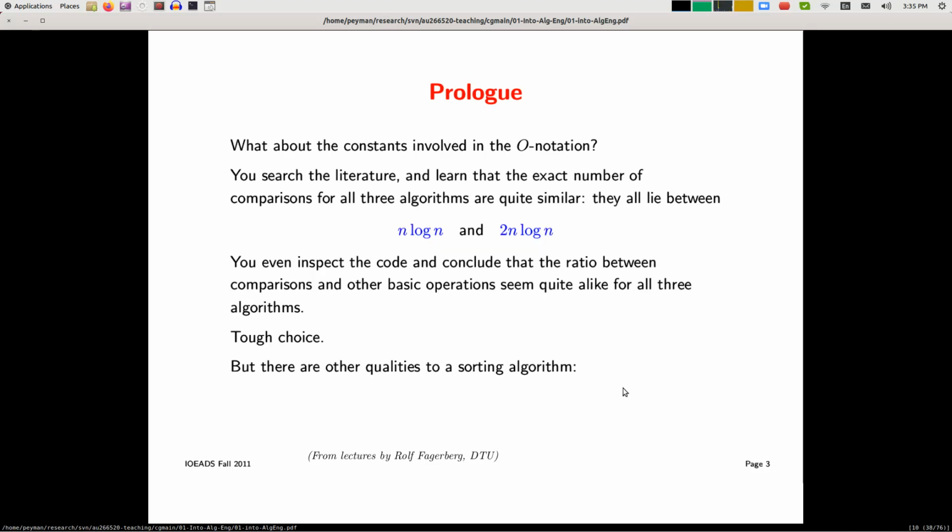You look up their running times and you realize that they're all running in n log n time, and you look up their constants and realize that they all have small constants, and you look at their implementation and you realize that they're all relatively simple to implement, and the number of basic operations for all of them look more or less the same. Okay, but then you notice that there are some other ways to distinguish between these algorithms.